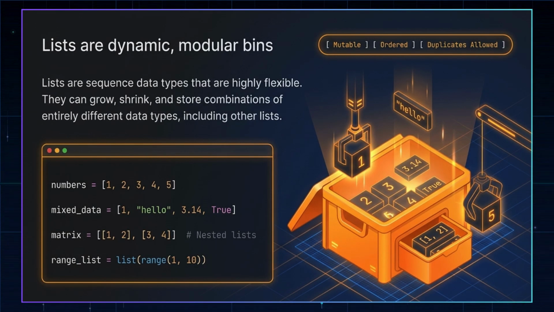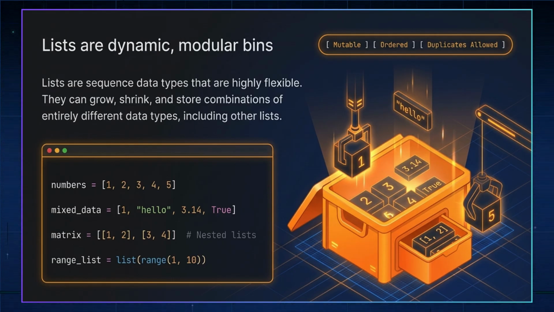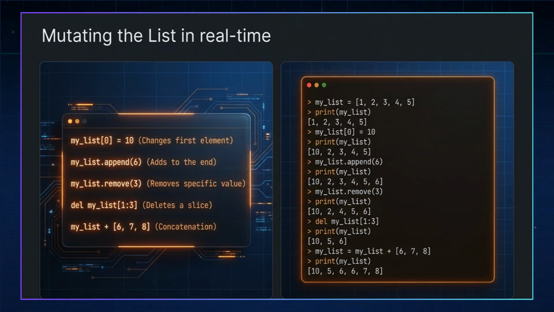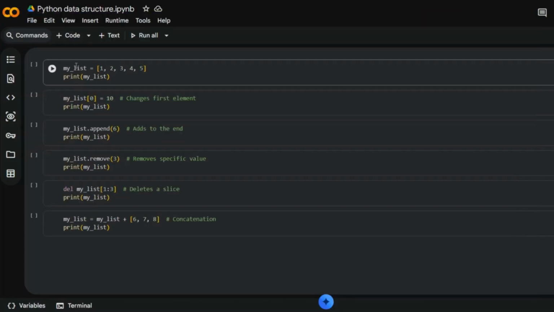Lists first, are dynamic, modular bins. Mutable. Ordered. Duplicates allowed. They'll happily store mixed data types, even nested lists inside lists. And because they're dynamic, you mutate them live: add, remove, change, on the fly. Let's see this in action.